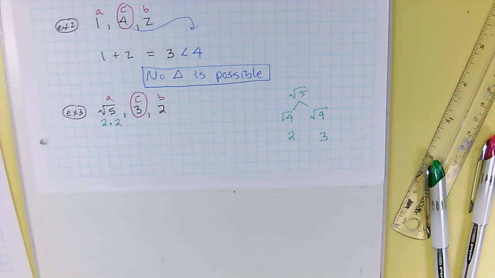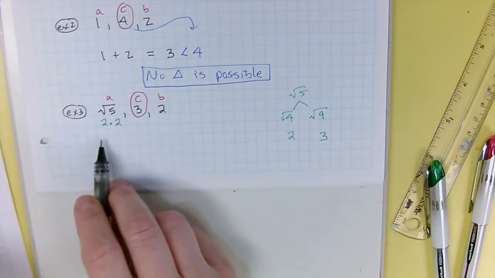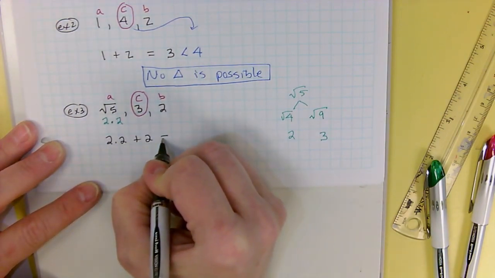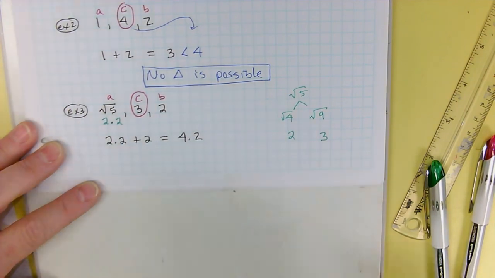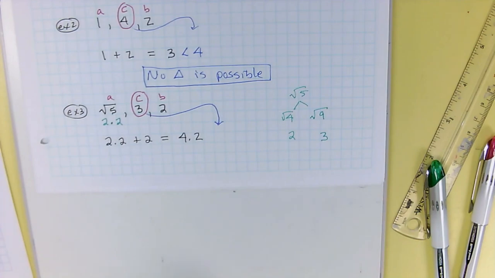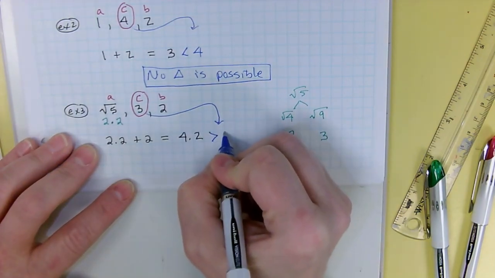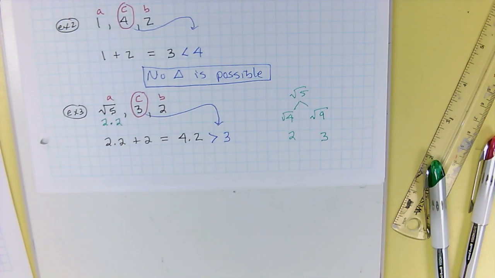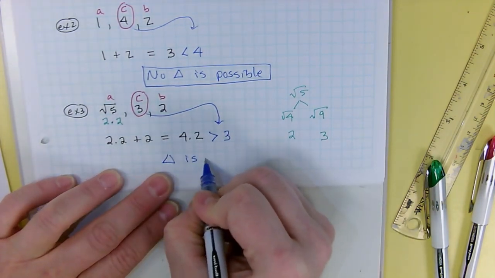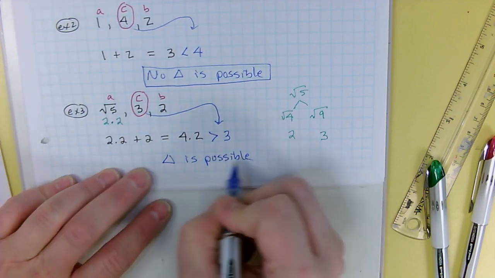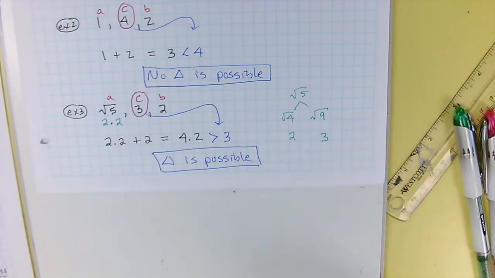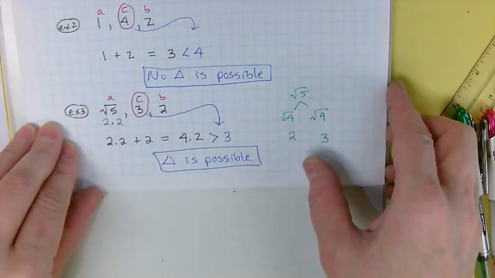And then our A and B are radical 5 and 2. Okay, so we're going to take the shortest two sides and add them together. So I'm going to use my approximated value. 2.2 plus 2 equals 4.2. And then I'm going to compare that to the third side, which is 3. 4.2 is greater than 3. So the sum of the short sides is greater than the third. So yes, a triangle is possible. So this is an appropriate time to use your estimation of radicals. It makes the whole process go faster.